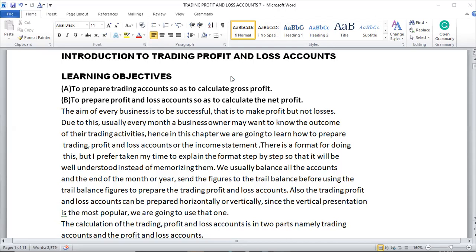Before we start, trading profit and loss account is one of the most important subjects in accounting. If you are an accountant and you don't know how to prepare the trading profit and loss account, then you are not really an accountant. So please go through gradually with me and pay much attention so that you really master it. Otherwise, you can't be a chartered accountant if you don't know how to prepare the trading profit and loss account. Every organization that employs you will definitely sack you.